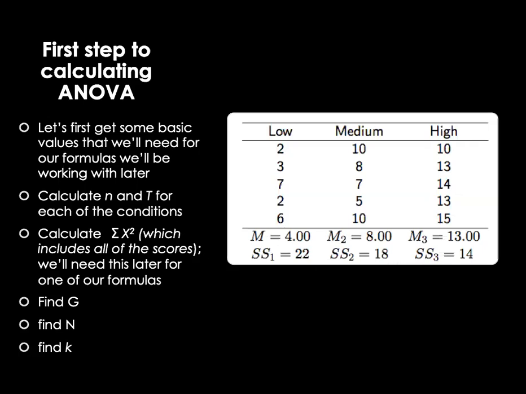You're also going to want to calculate little n and T. Remember, those two go together for each of the conditions or levels. You're going to want to calculate the sum of X squared, which includes all of the scores. And you might ask yourself, why the heck do I want to do this? Trust me, you're going to need it later. So find G, find N, and find K. These are all the things that you'll want to have ready. And once we calculate them, then we can just plug them right into ANOVA formulas down the road.